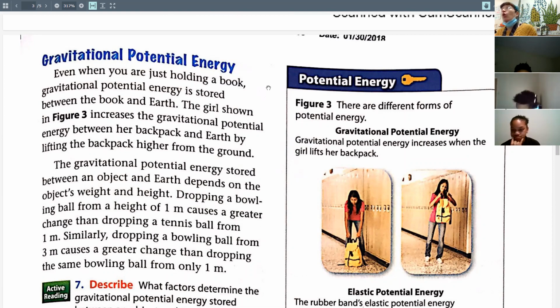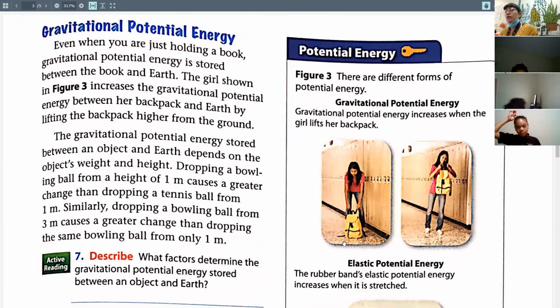Even when you're just holding a book, gravitational potential energy is stored between the book and Earth. The girl shown in figure 3 increases the gravitational potential energy between her backpack and Earth by lifting the backpack higher from the ground. So it has more potential to fall at this point, doesn't it? If I have something higher up, doesn't it have more potential to fall?